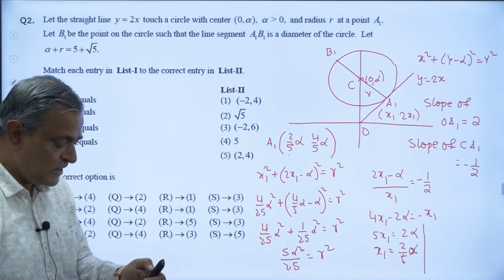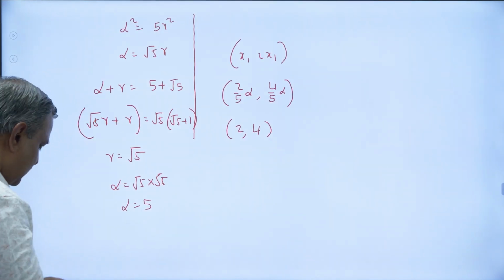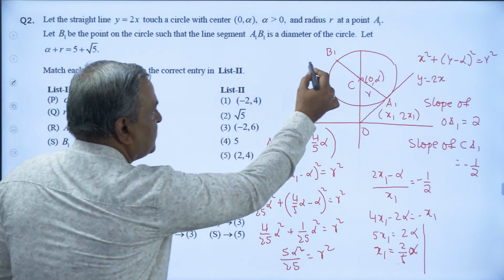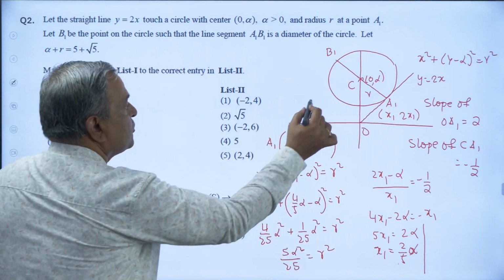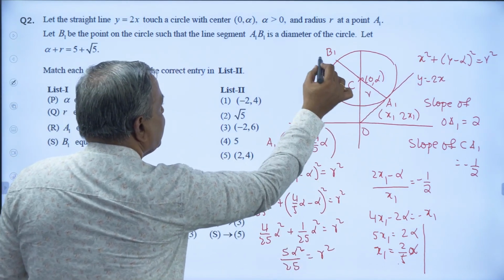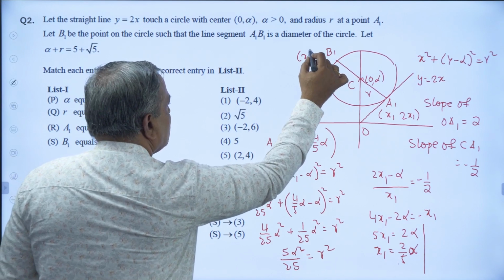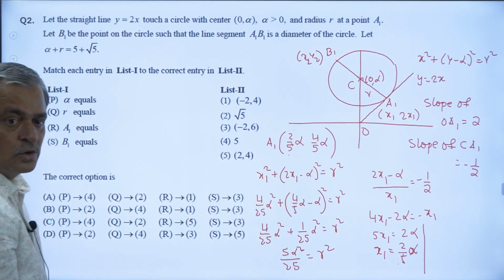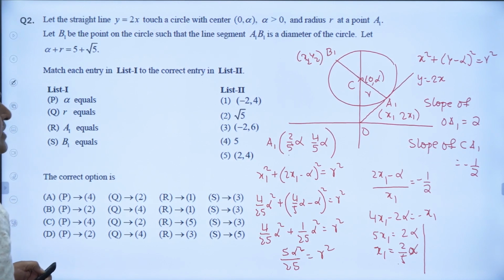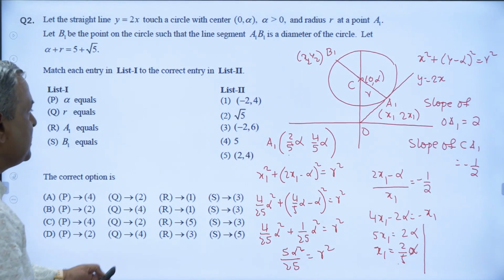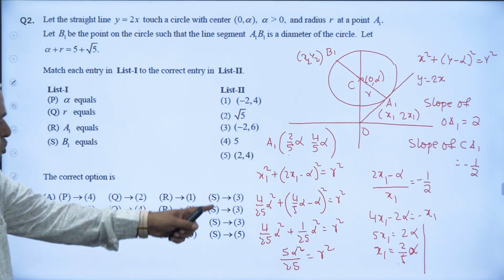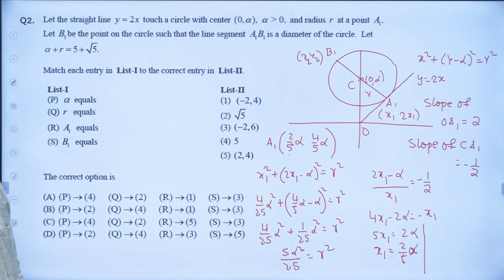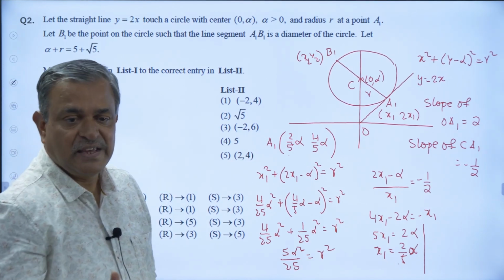How to get B1? We know that it is a diameter. So the center is the midpoint. Name the points x1 comma y1 and x2 comma y2. Midpoint is the center, so we use the midpoint theorem and we get the B1 value as minus 2 comma 6.